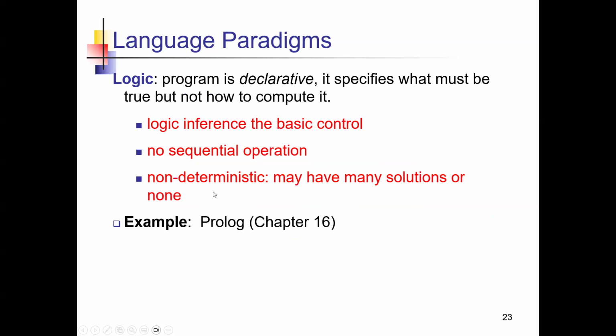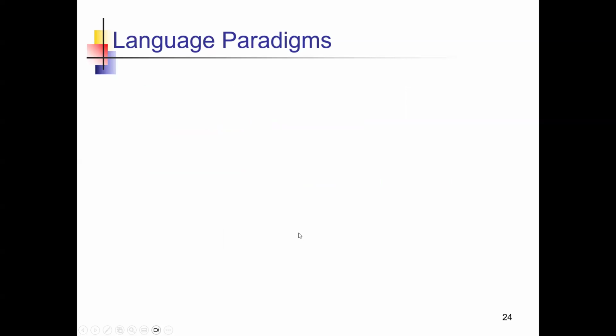And also, logic programming is focused on declarative. It specifies what must be true, but not how to compute it. Which means we have to have logic inference as the basic control. There's no sequential operation. It is non-deterministic, and may have many solutions or none. We may cover this again in chapter 16. Functional is in chapter 15.